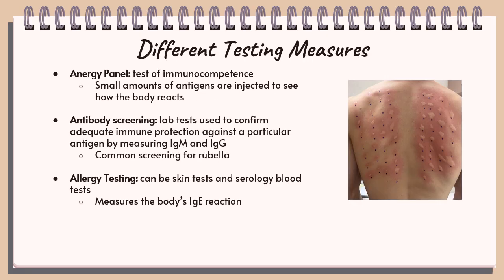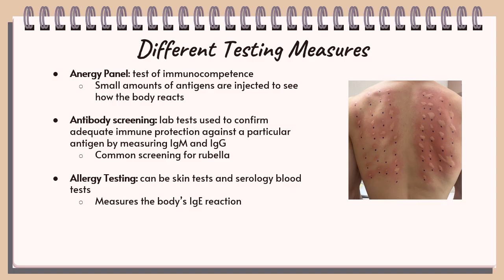All right, there's a couple different testing measures we can do for the immune system, right? We have the energy panel, which tests for immunocompetence, okay? So immunocompetence, basically we're looking to see how the body reacts to small amounts of antigens. Does your body have a good immune system or not? That's what this is testing.